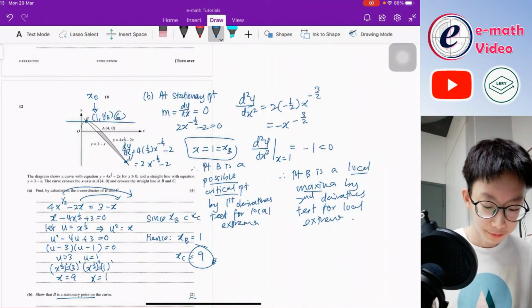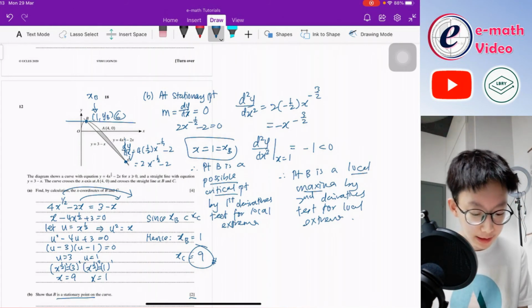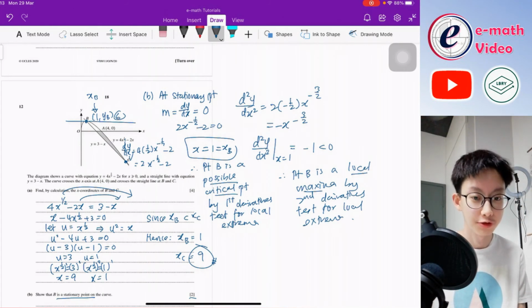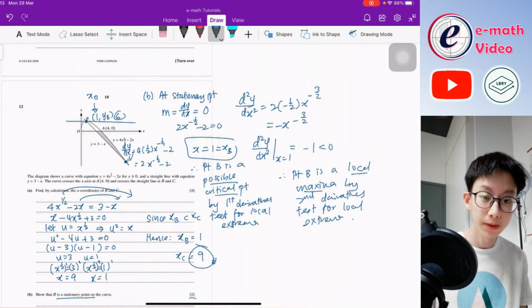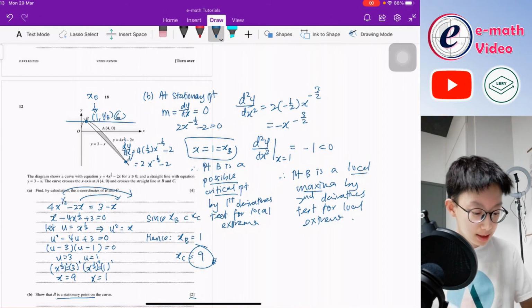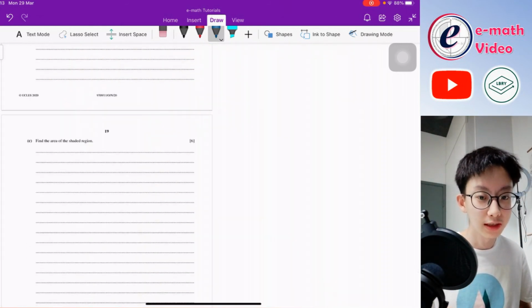Just in case it didn't record just now, what I did for part B is I used the first derivative test for local extrema to prove that point B is a possible critical point, and I used the second derivative test for local extrema to prove that it is a local maximum. Hence, the gradient at point B is equal to 0. Therefore, it is a stationary point. Alright? Let's proceed with the last question, which is find the area of the shaded region.